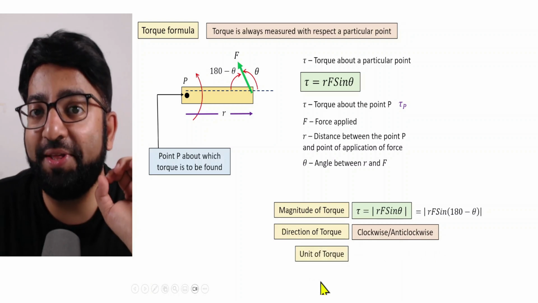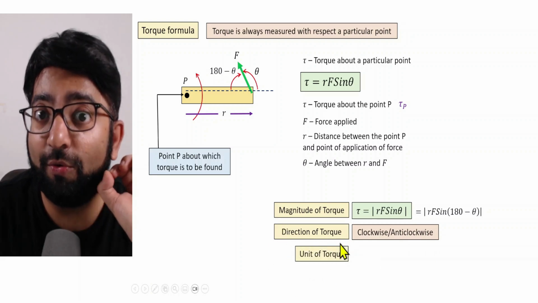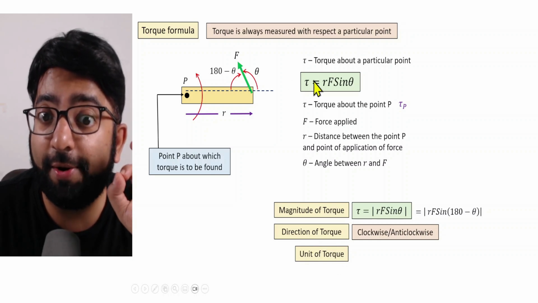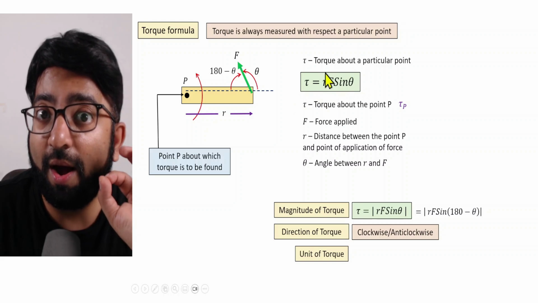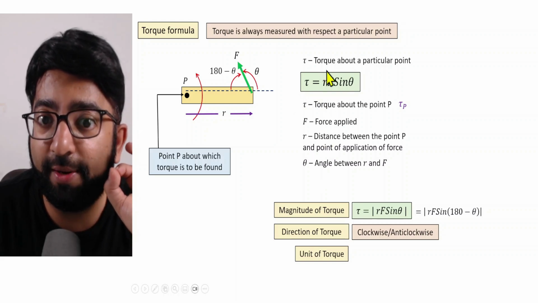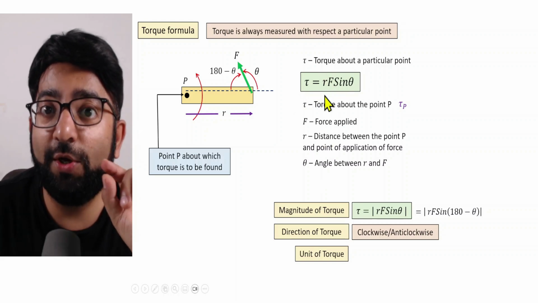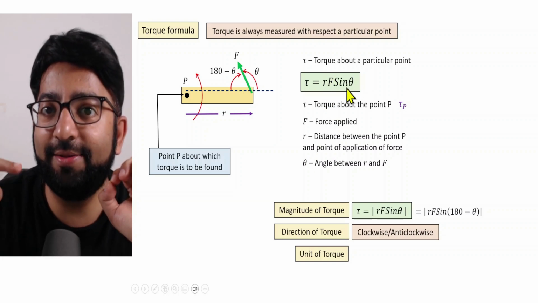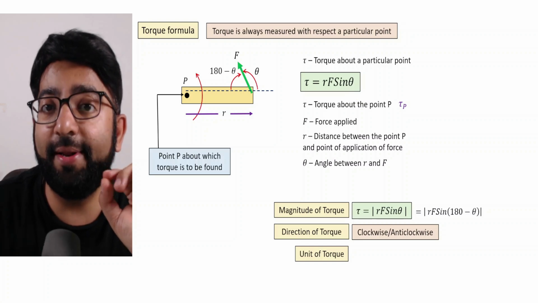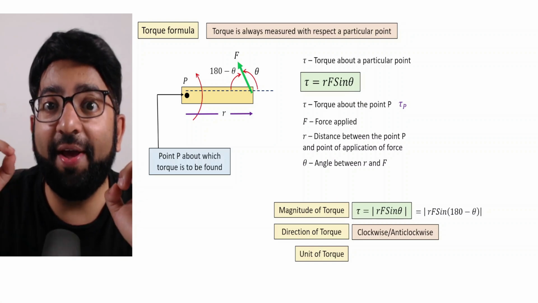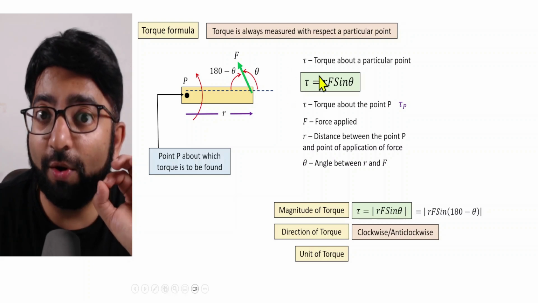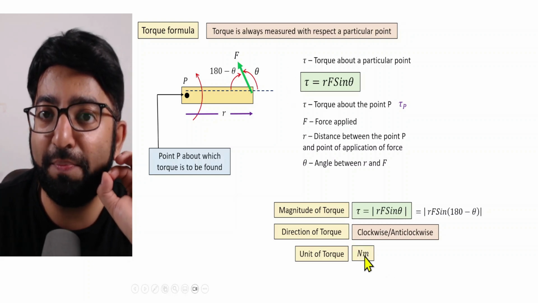And finally, what do you think is the unit of torque? How to find the unit of any physical quantity? We go back to the formula. So torque is R F sine theta. R is distance, whose unit is meter. F is force, whose unit is Newton. And theta, although theta does have a unit, either degrees or radians, sine of any angle is just a number. It does not have any unit. So the overall unit of torque will be Newton meters.